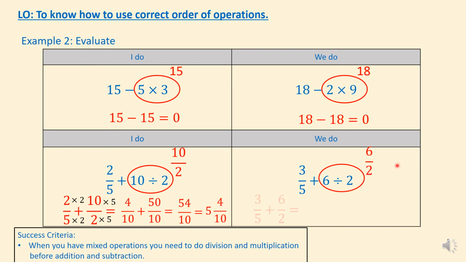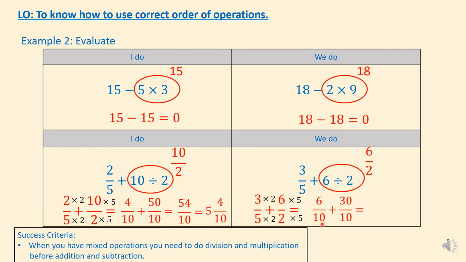So if I rewrite the question, I have 3 over 5 add 6 over 2. Now I'm adding two fractions, but they have different denominators. So I need to make the denominators the same. If I times 5 by 2, the common denominator between 5 and 2 is 10. So I need to times the first fraction by 2 and the second fraction, top and bottom, both by 5. So my fractions change to 6 over 10 and 30 over 10.